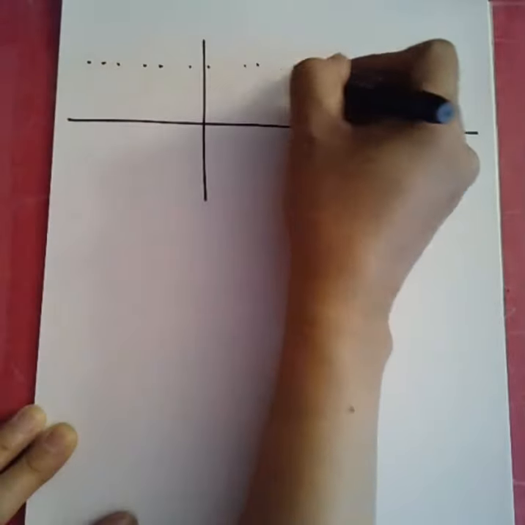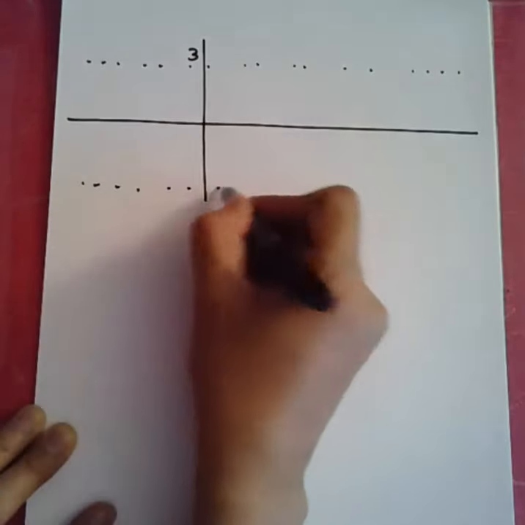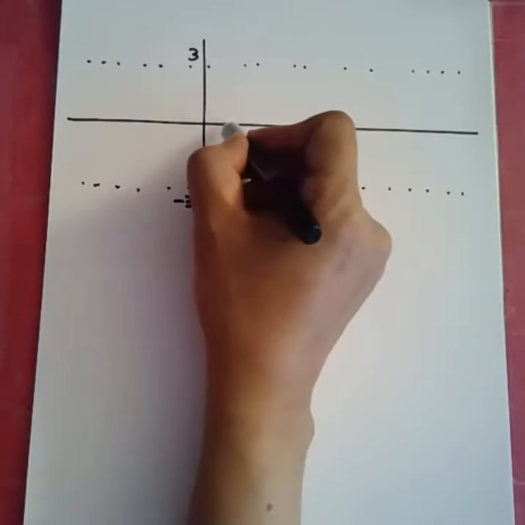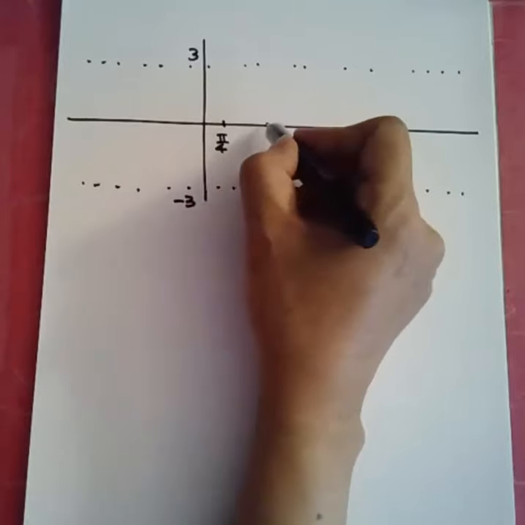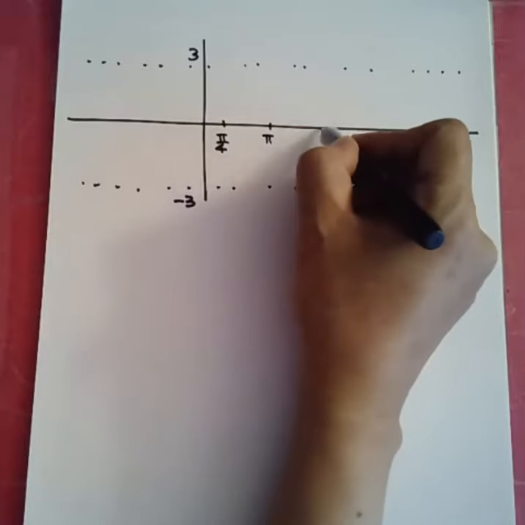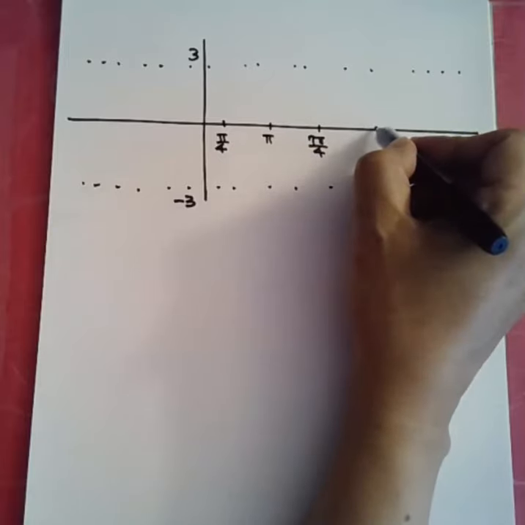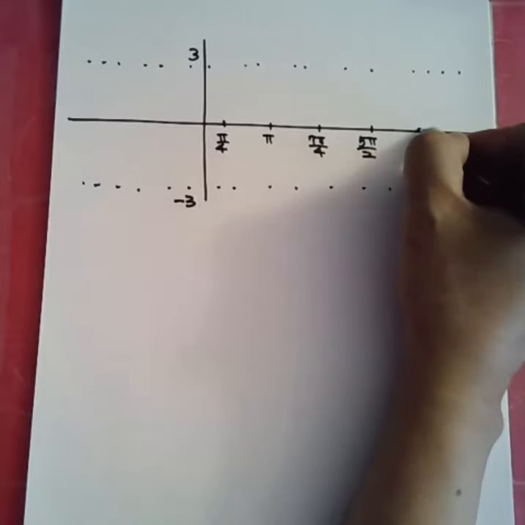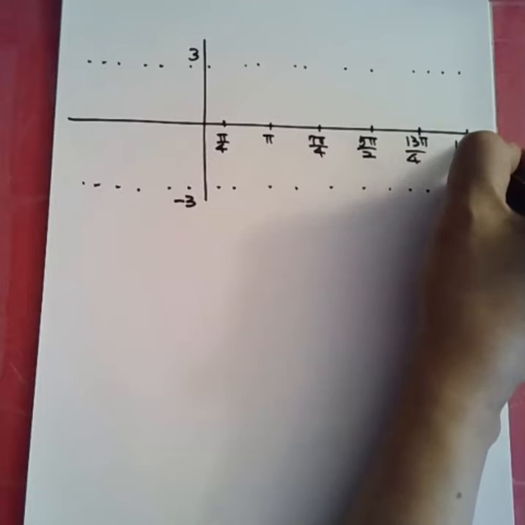Mark at the maximum and at the minimum. This is 3 and this is minus 3. Let's be just rough. This is pi over 4 and then pi. Then 7 pi over 4 and 5 pi over 2, then 13 pi over 4, then 16 pi over 4, which is 4 pi.